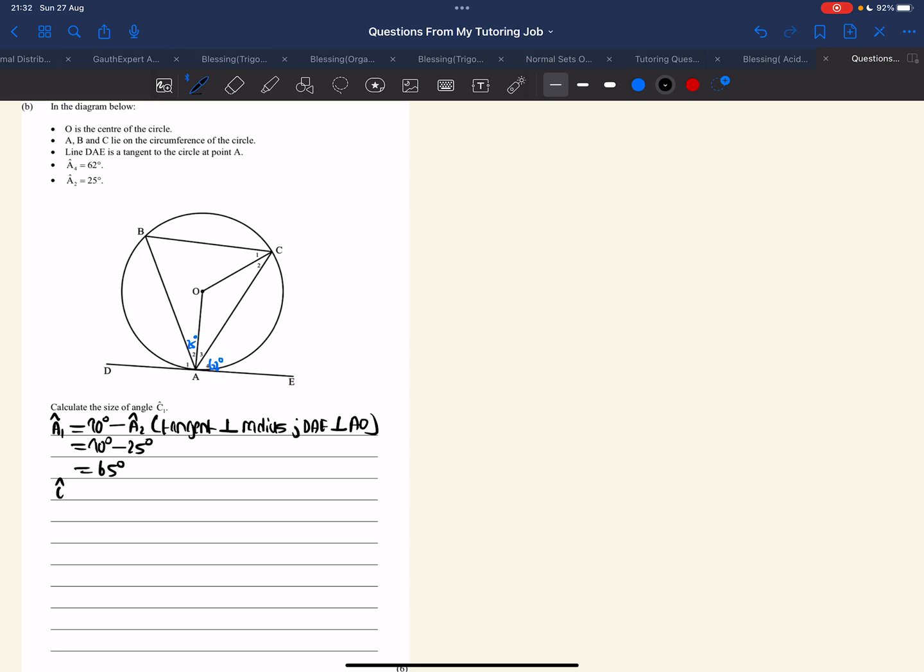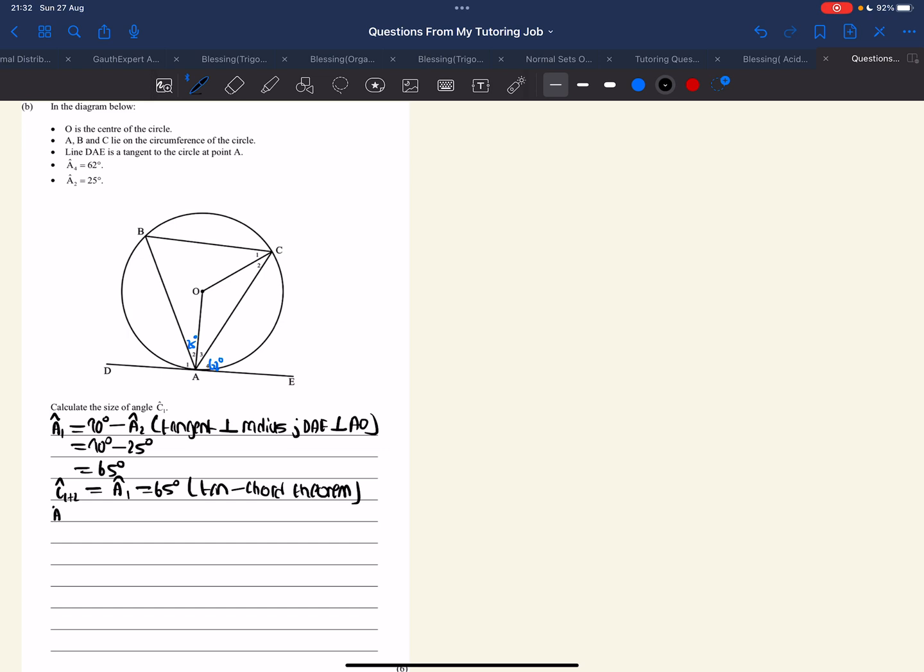And after that, I'm going to say that the whole entire angle C, so angle C1 plus C2, is equal to angle A1, which is equal to 65 degrees, and the reason for that is tangent chord theorem. So I know that the combined angle of C1 plus C2 is going to be 65 degrees. Now I'm going to look for angle A3.